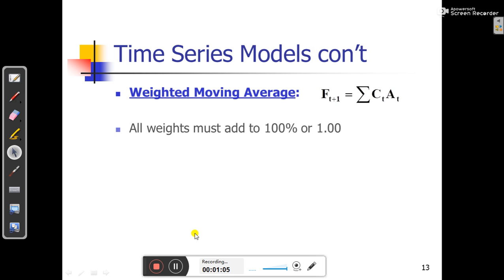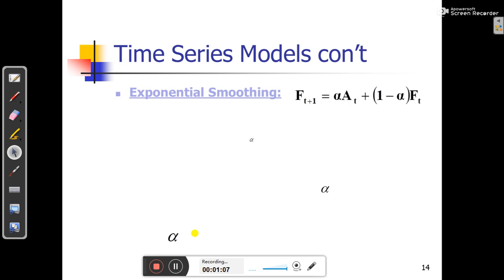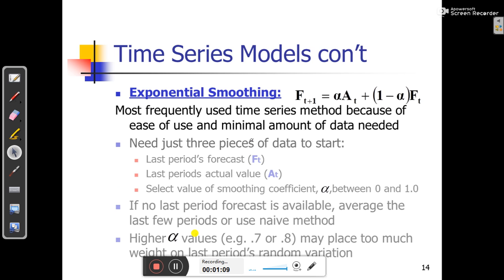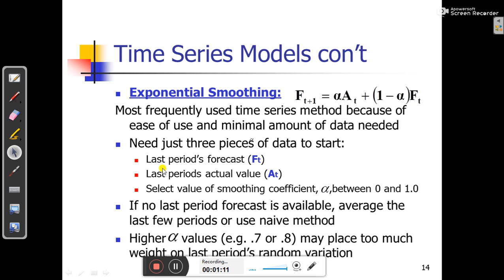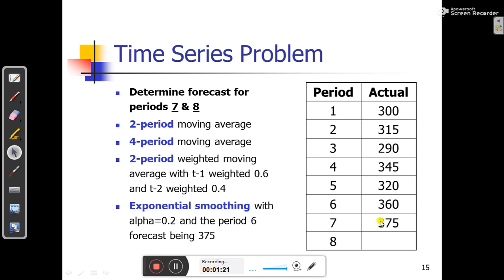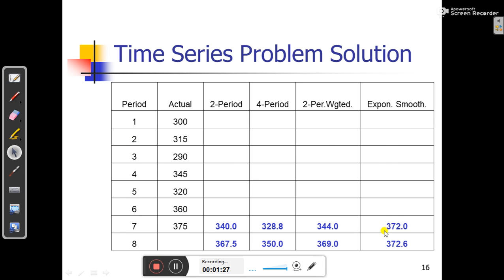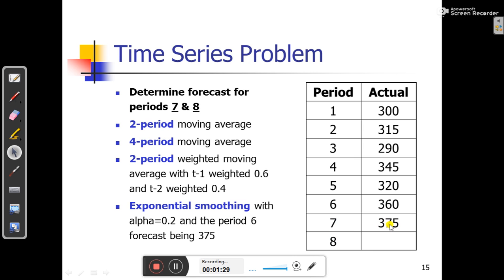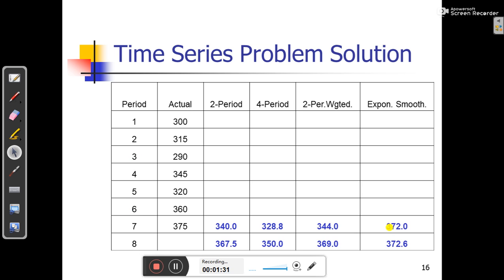Here you can see we use alpha. We need the last period's forecast, and we need the last period's actual value, and those values against alpha. So the last period's forecast and actual value will be used in the calculation. This is the actual value and the forecast value that need to be calculated.